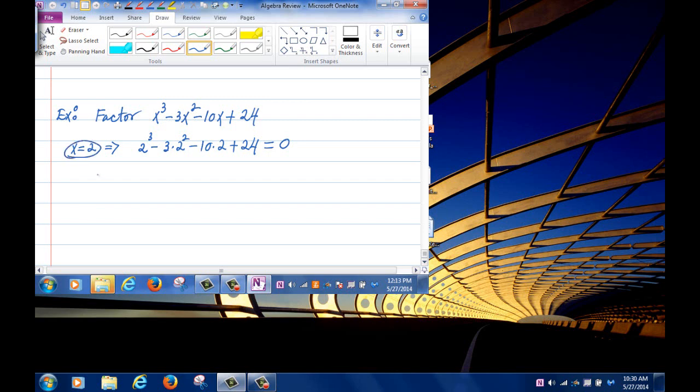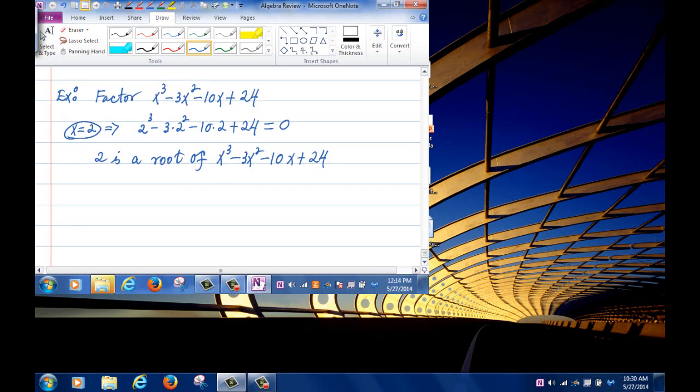Okay, so it means that 2 is a root of the polynomial x cubed minus 3x squared minus 10x plus 24. So if you plug in x equals 2, you get 0. In other words, x equals 2, that's the x-intercept, right? If you look at the graph of this polynomial, it intersects the x-axis when x is 2. So x equals 2 is a root.